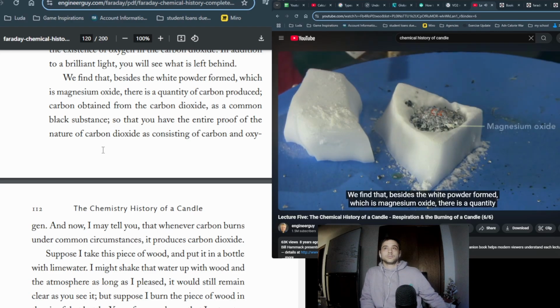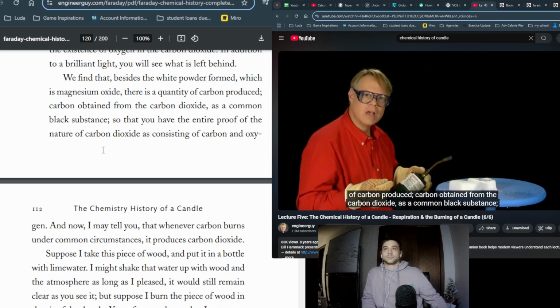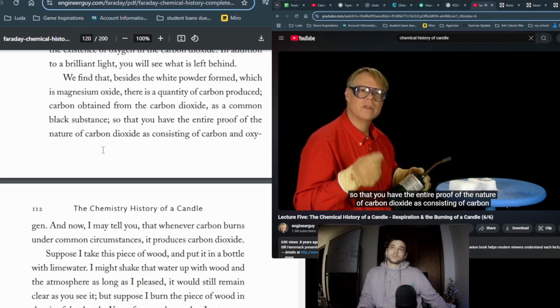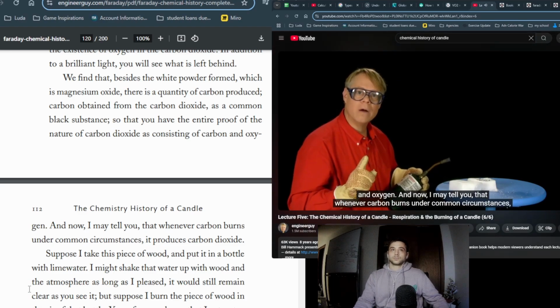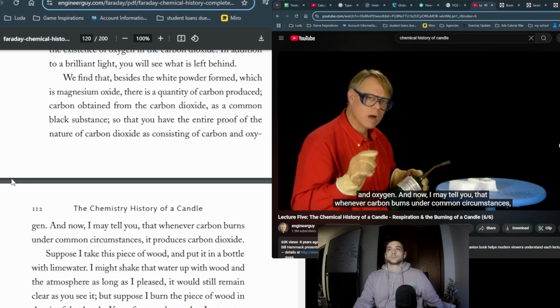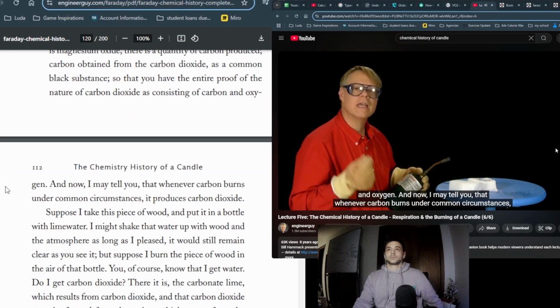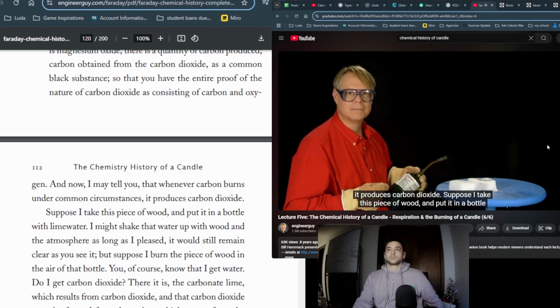We find that besides the white powder formed, which is magnesium oxide, there's a quantity of carbon produced, carbon obtained from the carbon dioxide as a common black substance, so that you have the entire proof of the nature of carbon dioxide as consisting of carbon and oxygen. And now, I may tell you that whenever carbon burns under common circumstances, it produces carbon dioxide.